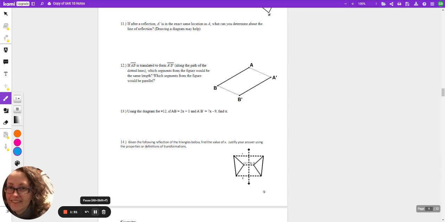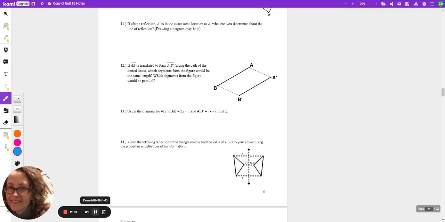So now that we have a little bit of a better understanding about what the question is asking us, they want to know, with that translation, going from the pink to the blue, sliding that AB over, which segments from this figure are going to be the same length and which are going to be parallel. Well, a translation is going to move the object so that each point is moving the same distance and direction. And those two words are important: same distance, same direction.